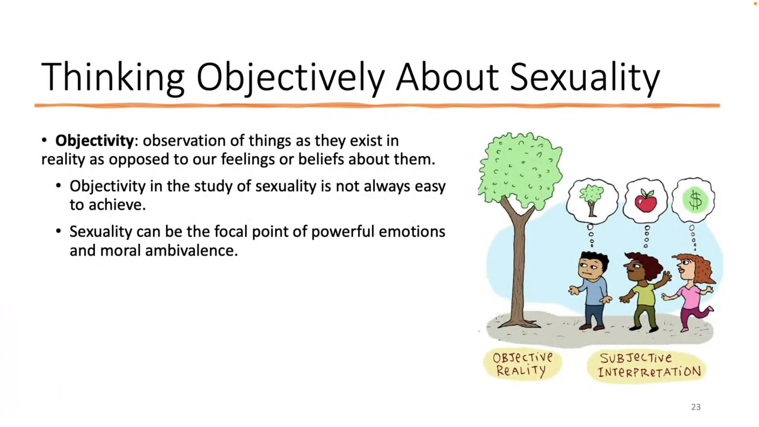It's also really important, but very difficult, to think objectively about sexuality. Not what we think about it, but what it actually is. And so objectivity is the observation of things as they exist. And as you can see from the image, it's a tree. So the objective reality is a tree. But one person says it's a tree. One person says it's an apple tree. One person says it's a money tree. They're not wrong. That's their interpretation of what they're seeing, but that's not the objective interpretation. The one boy has it right. It's a tree.